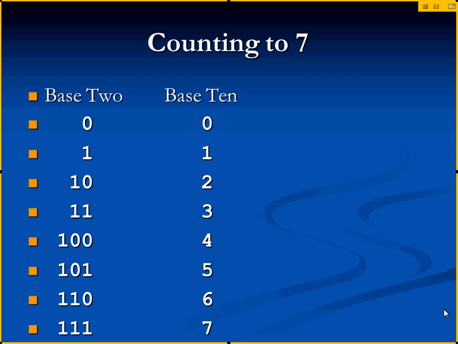1, 0. So how many 2's do I have? I've got a 2 and 0 1's. How many 2's here? I have a 2 and a 1, which gives me a 3. Now over here, this is the 4's column. So I've got 1 four, 0 2's, and 0 1's. Down here, there's a 4, 2, 6, 0, 6. See how that works? So I can count 8 units, 0 through 7, with 3 digits.